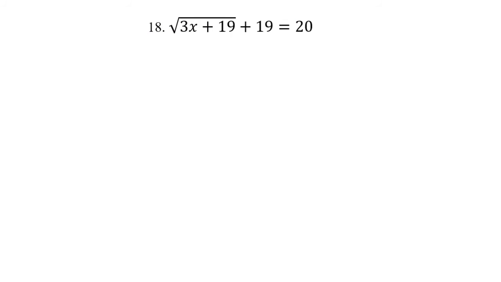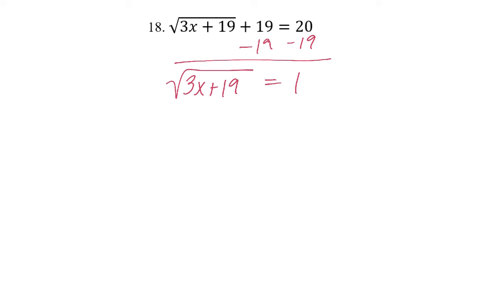All right, and these last few problems are just like what we did on Tuesday in class. So if you are looking here, remember you have to get the radical by itself to be able to solve for x. So the very first thing we need to do is minus 19 on both sides. So we have the radical of 3x plus 19 equals 1.